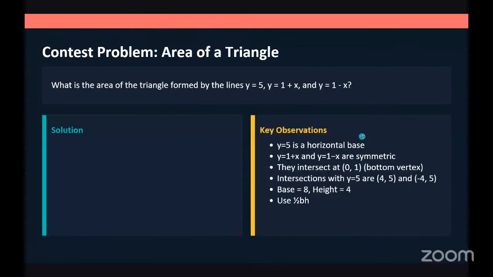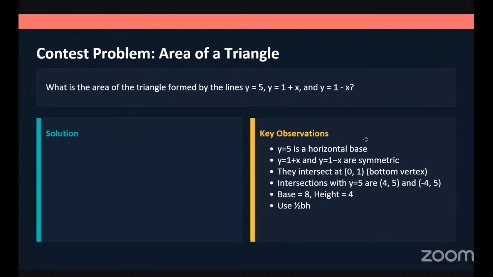Moving on to another problem, you guys will have a few minutes to try this. It asks, what's the area of a triangle formed by the lines y equals 5, y equals 1 plus x, and y equals 1 minus x? So try that on your own, and then please try to submit your answer in the chat once you have a try at it.